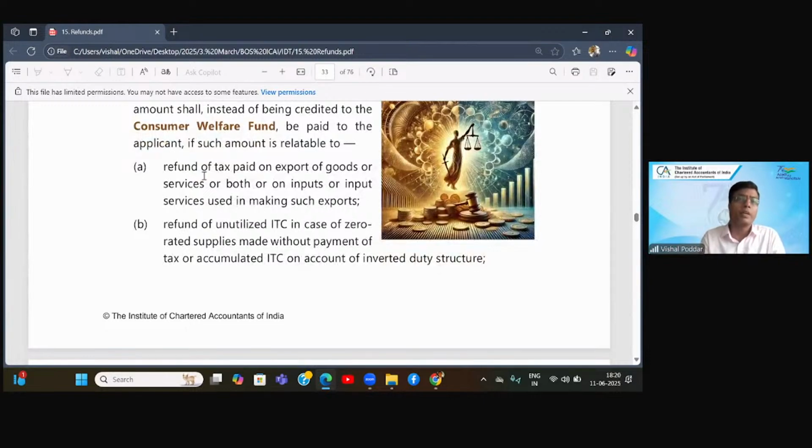First, refund where you have exported your goods or services under the first option, that is with payment of tax option. Now, why refund will be maintainable here? Why unjust enrichment will not affect this?